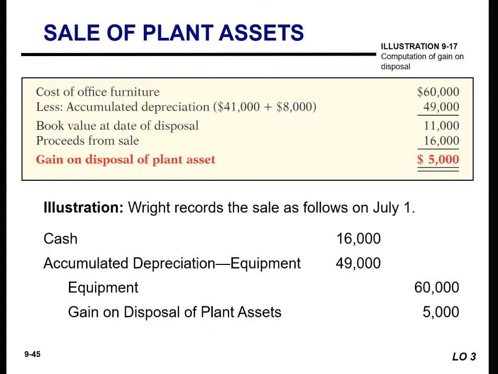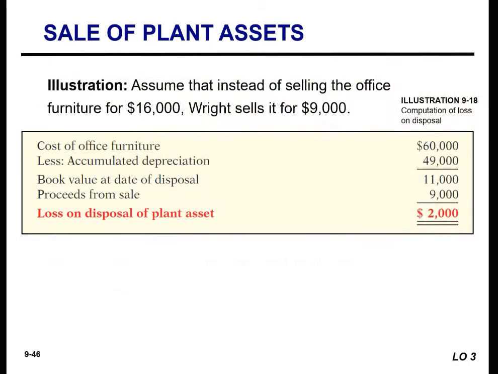Now let's assume that instead of selling the office furniture for $16,000, they sold it for $9,000. With a book value of $11,000 at the date of disposal, there is a loss on the disposal of the plant asset of $2,000. To record a loss, we start with what we received in consideration. So we received $9,000 in cash proceeds.